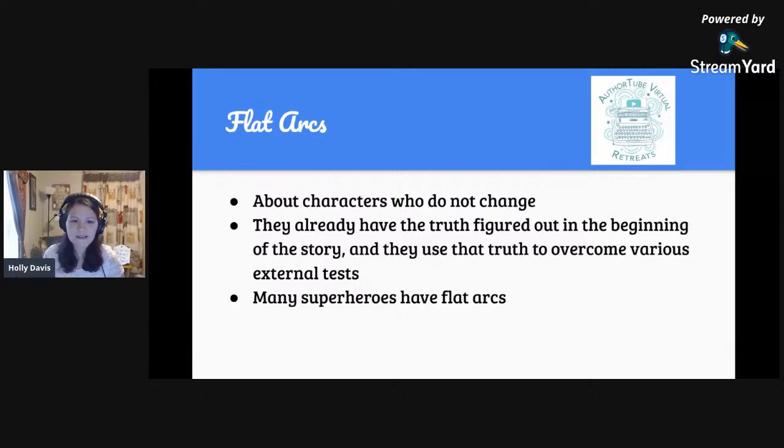So this doesn't mean that your flat arc characters are flat. It doesn't mean that at all. They can still have personality. They can still go through mini changes, but that fundamental truth that your hero is trying to find, they already know. A lot of times they're not just the superheroes, but they can also be the mentors as well. So those are common characters.